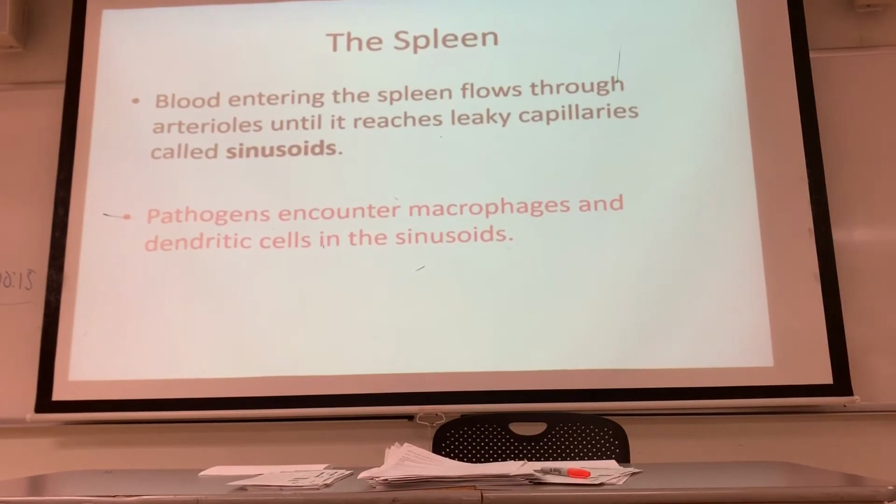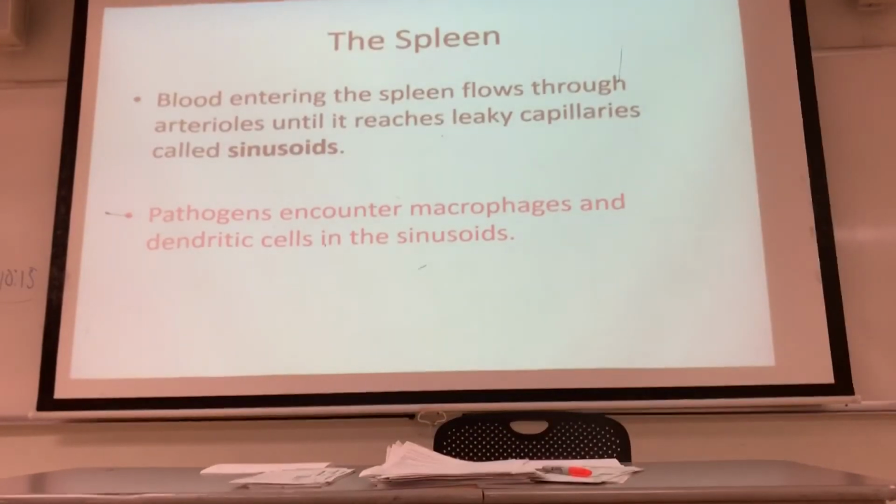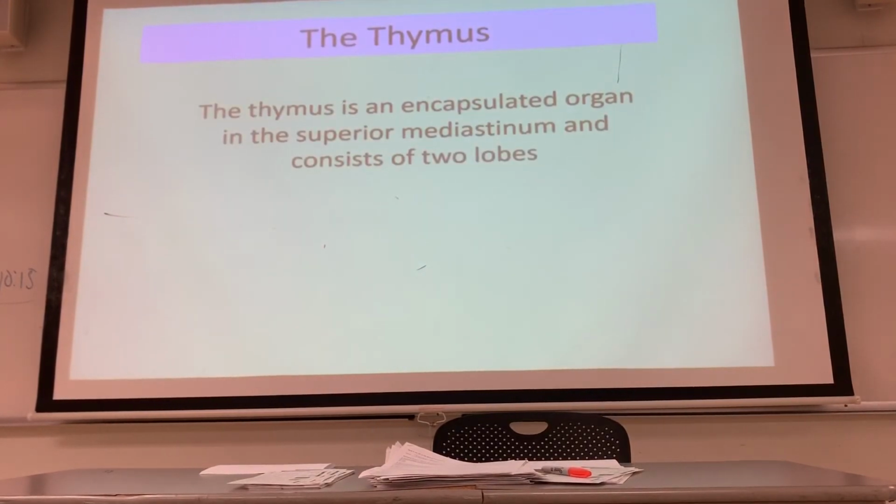Sinusoids are spaces in between the cells. Remember our liver, it has a lot of sinusoids where the bile is produced. It's the same with the spleen. We have those sinusoids, very leaky capillaries, so that it's easy to transport all of these molecules or substances. Pathogens encounter macrophages and dendritic cells in the sinusoids, and they can kill them instantly.